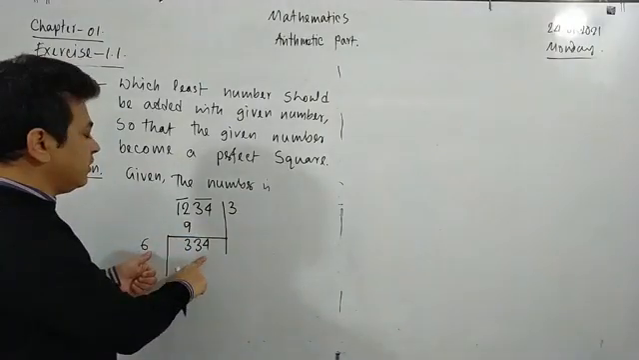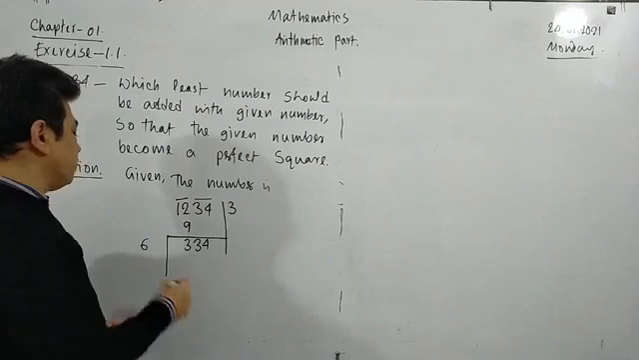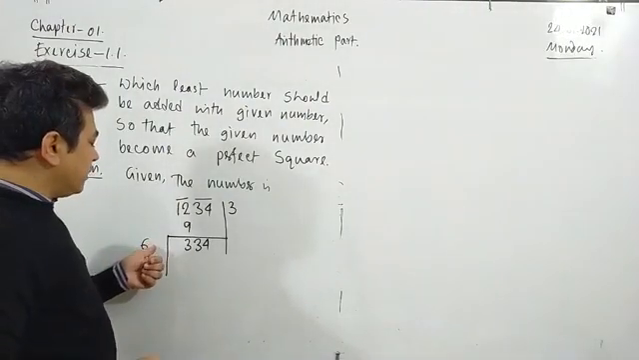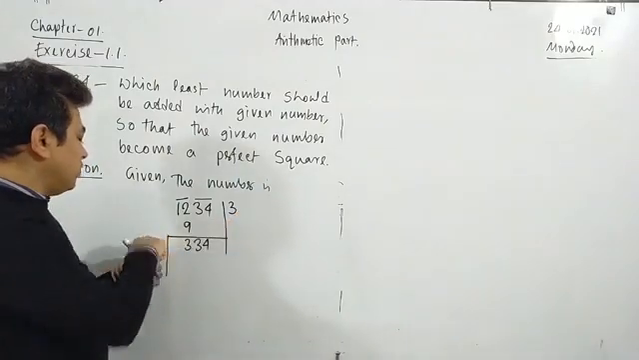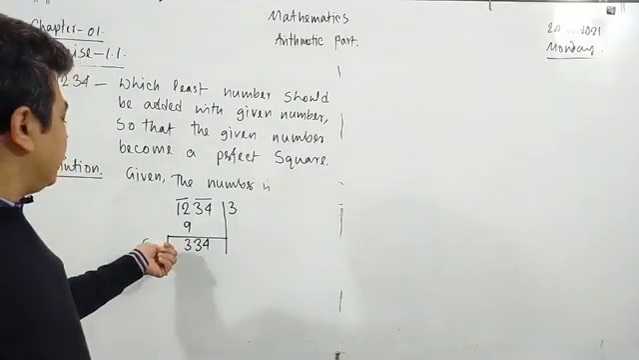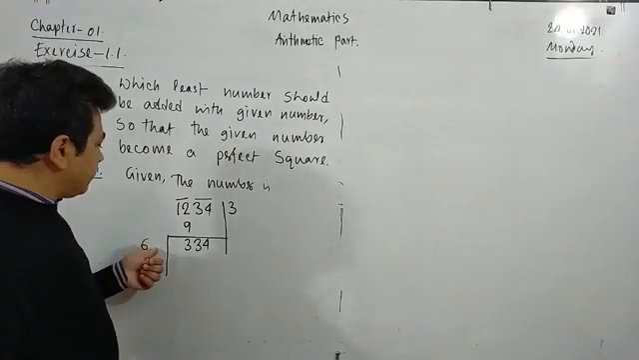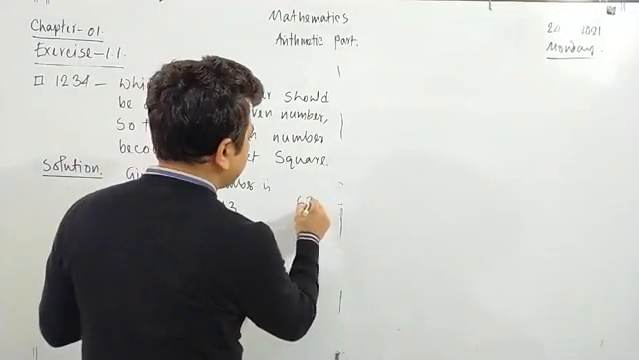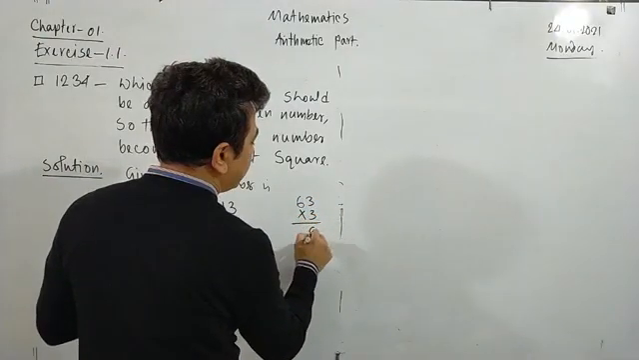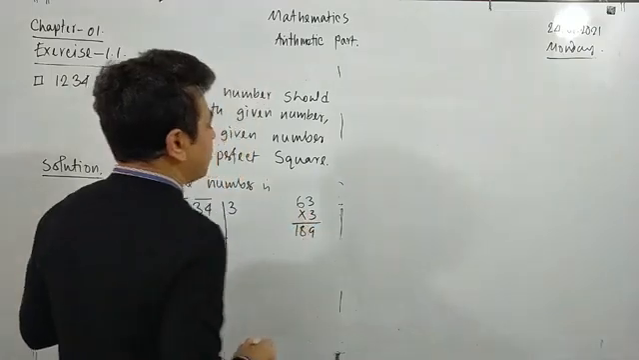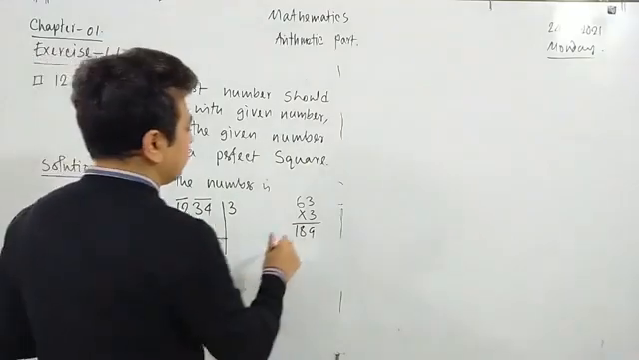So 1 into 61 is 61. We have a lot more possibilities here. So we are putting 2: 2 into 62 becomes 124, I think. Yes. So we are putting 3: 3 into 63, I'm just searching for my appropriate number, is 189. We have more. So we are taking 4.